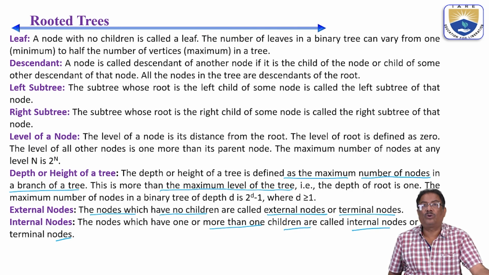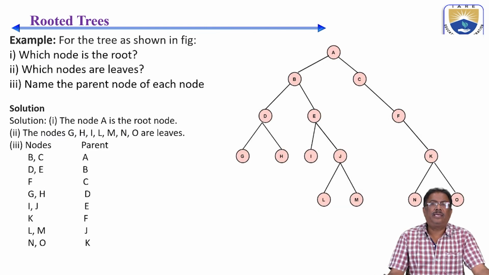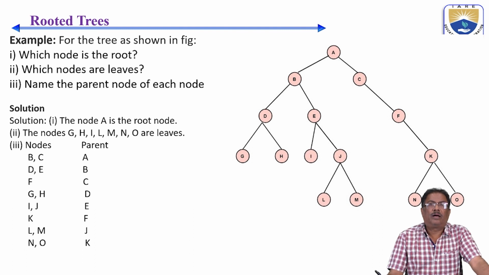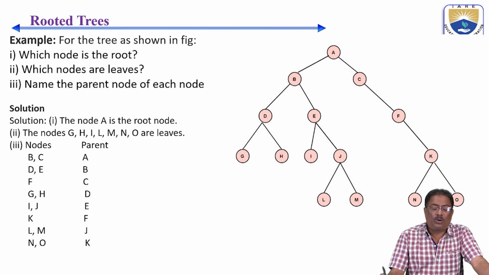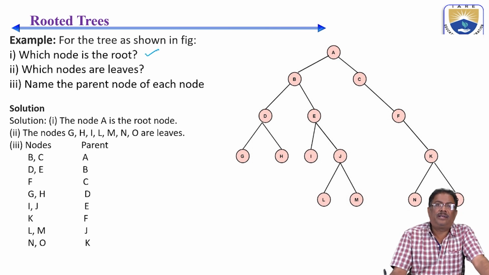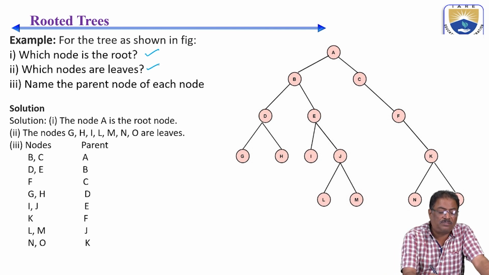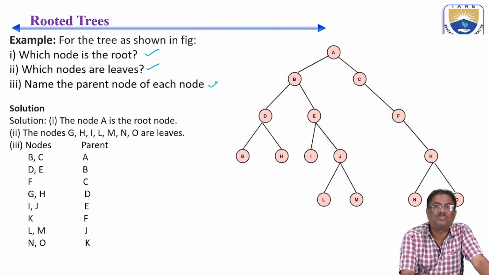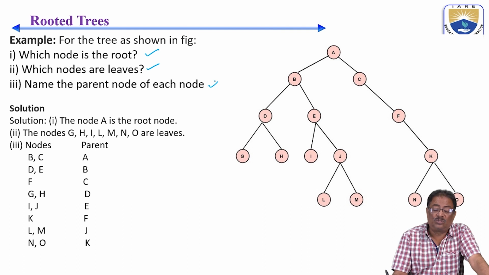Now I am going to explain all these things by giving one example. Here this is a rooted tree, and I am going to find out which node is the root node, which nodes are leaf nodes, and what the parent nodes are. Here the root node is A.